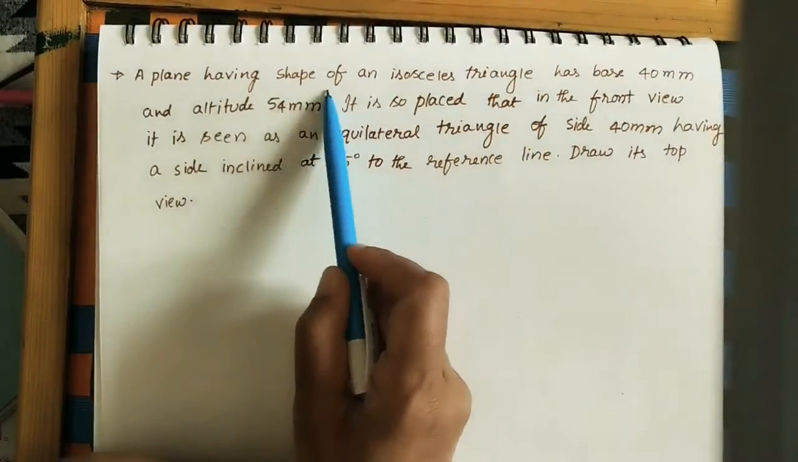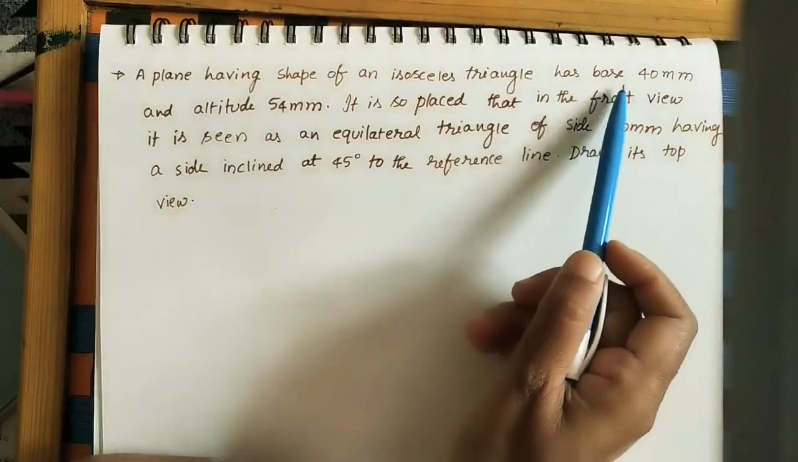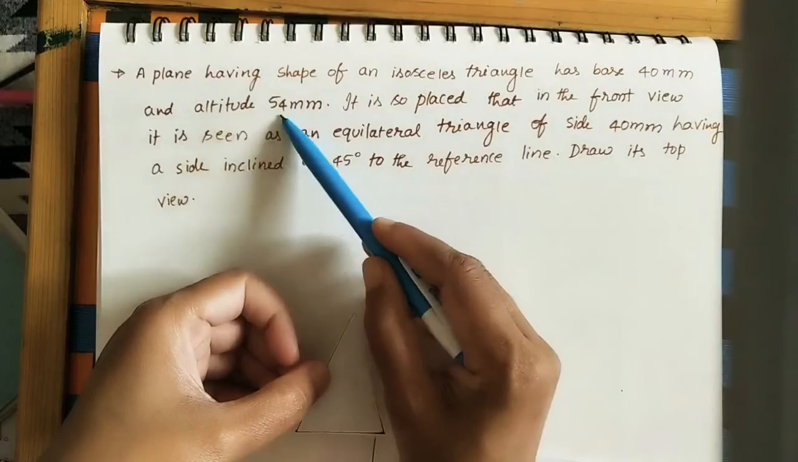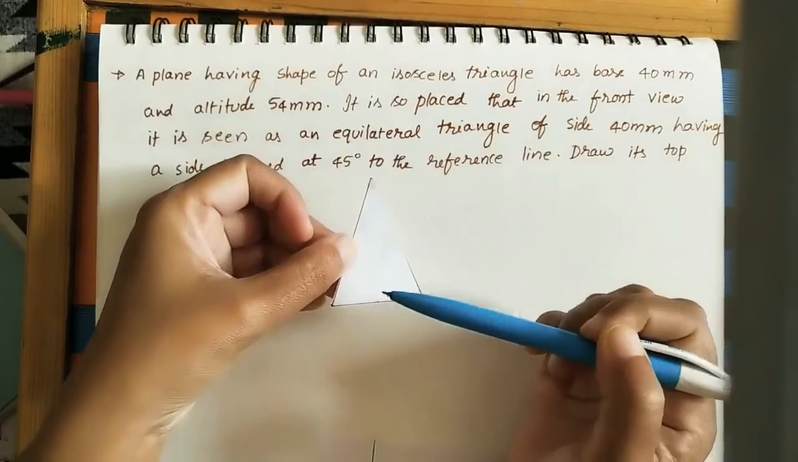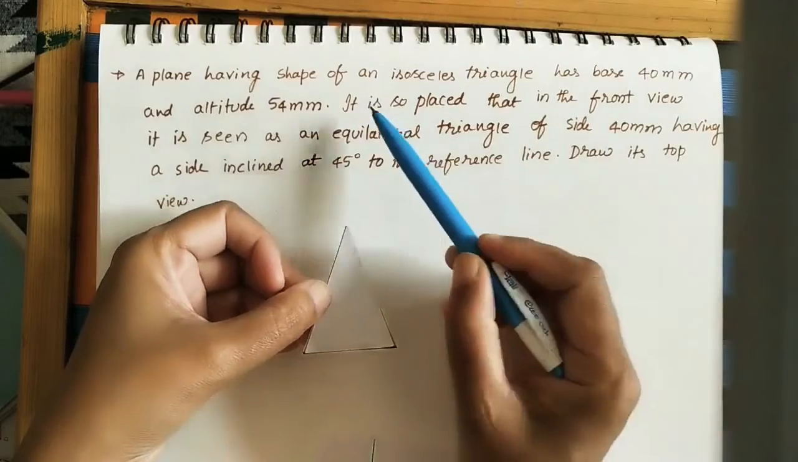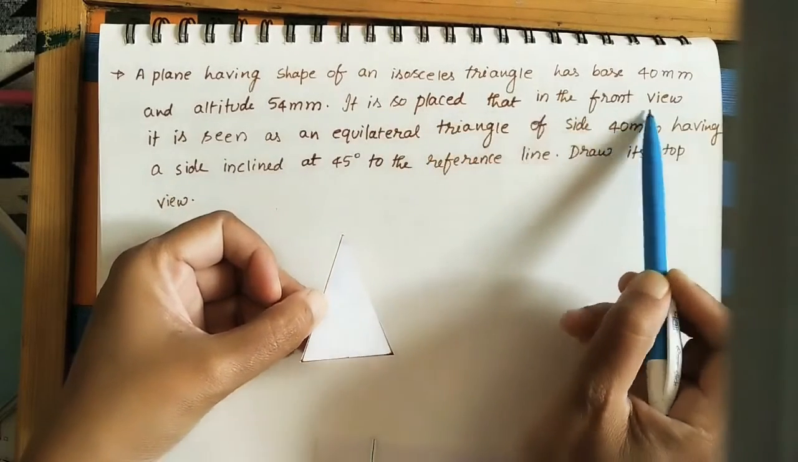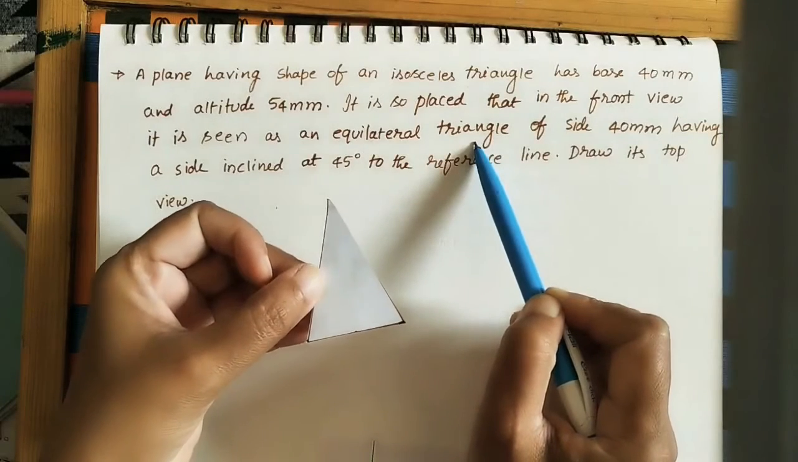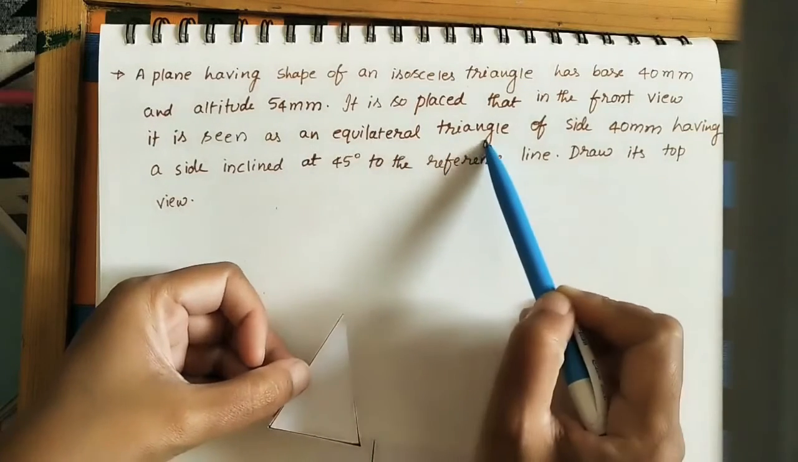A plane having the shape of an isosceles triangle has base 40 mm, so this base is 40 mm, and altitude is 54 mm. Altitude means height of the triangle, 5.4 centimeters. It is so placed that in the front view it is seen as an equilateral triangle. We are keeping this isosceles triangle in such a way that it is looking like an equilateral triangle.